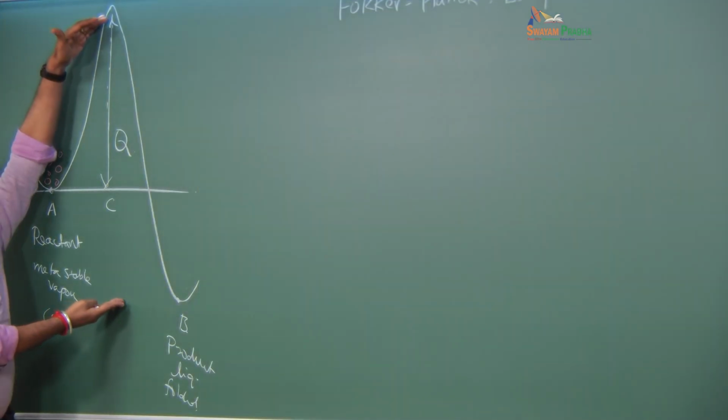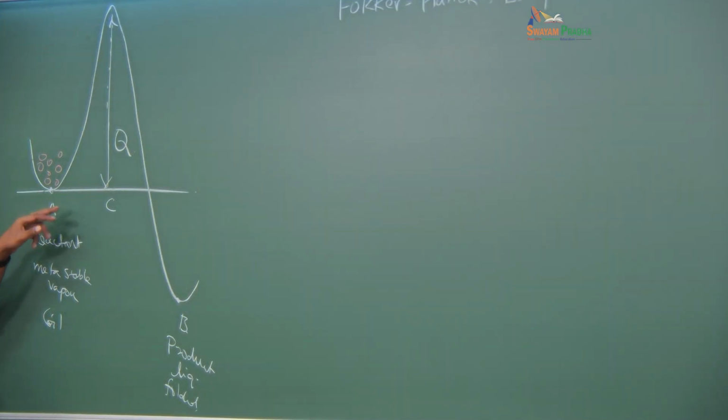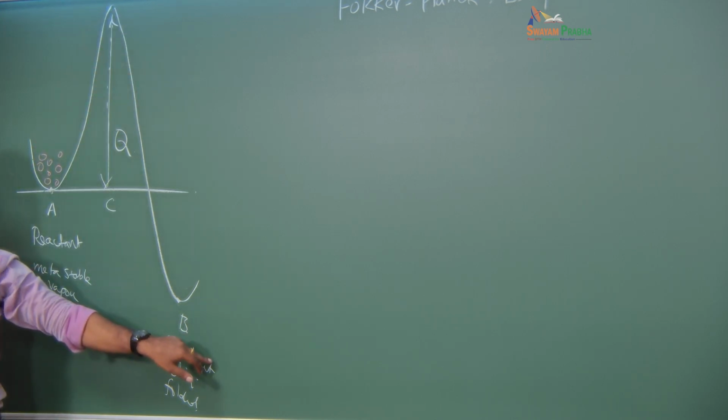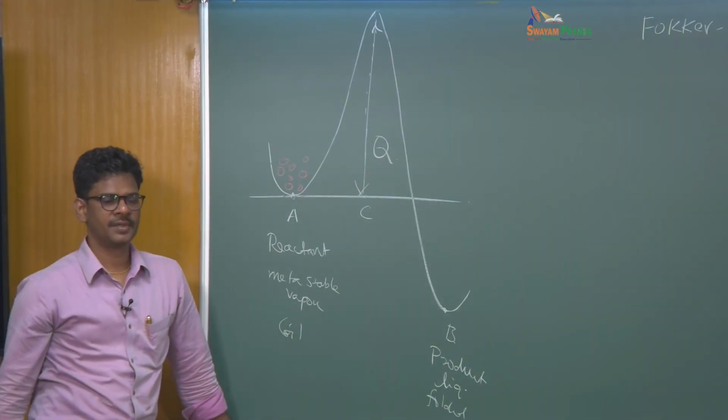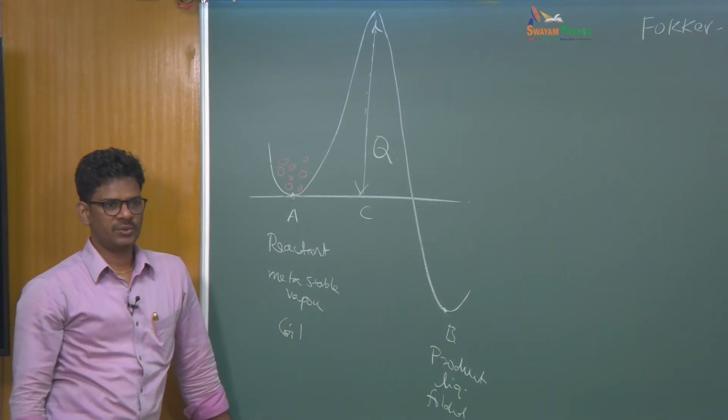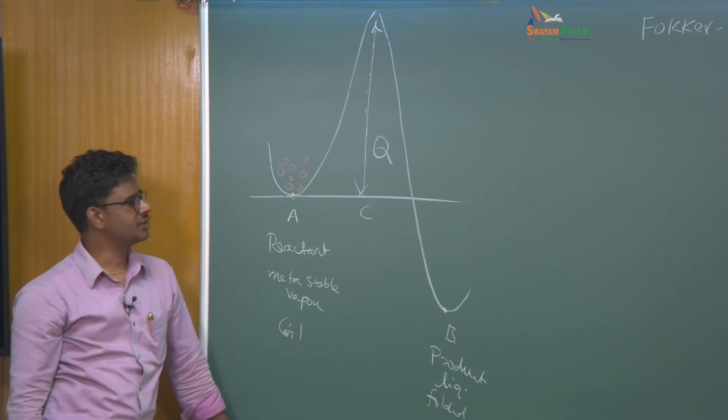This is not the energy barrier, only this. Because starting from here, if it scales this energy barrier, then it can come down. So, we want to basically set up a Fokker-Planck equation for this problem, and then we try to calculate the rate of this transition.